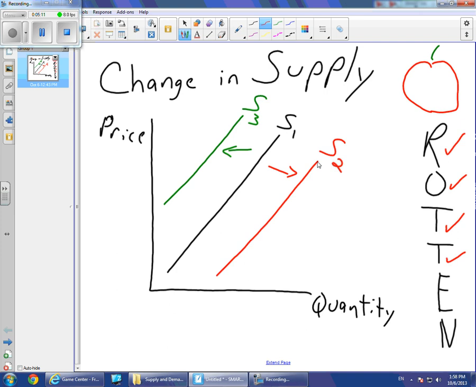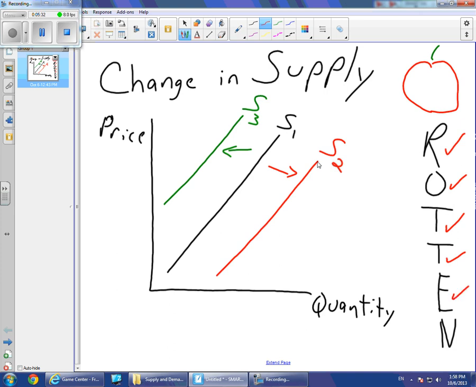The opposite of a tax is a subsidy. That's when the government pays you to produce an item. If subsidies were to be boosted on apples, apple growers would seek the greater profit and shift from S1 to S2 to take advantage of those subsidies. If subsidies were to be cut, however, we would see a shift from S1 to S3.